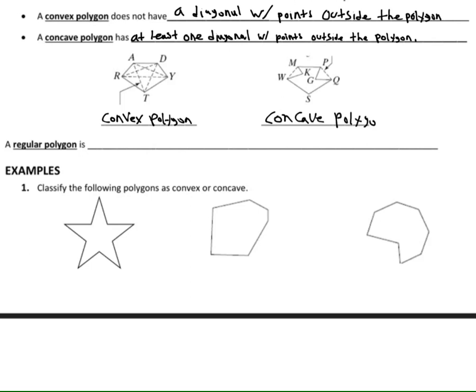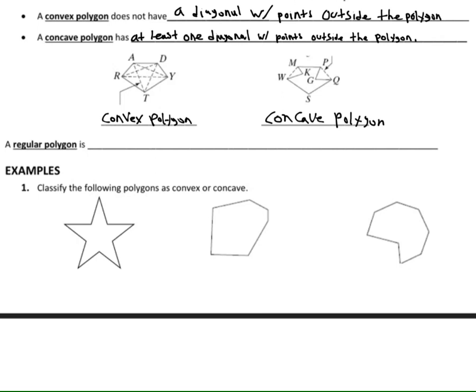Another way that I like to think of this, if we look at this section right here, it's actually going into the polygon, which is like a cave. So it's concave. So that makes it a concave polygon.